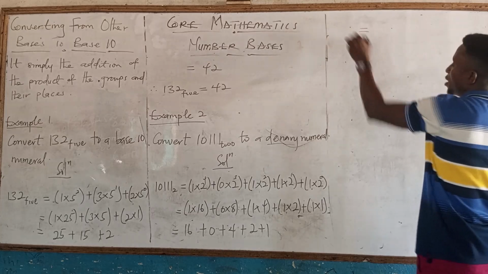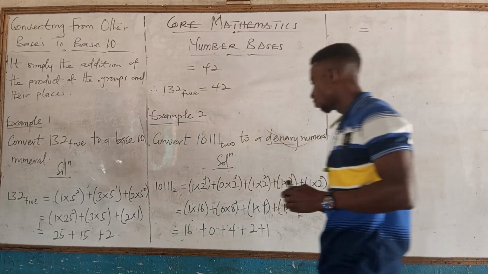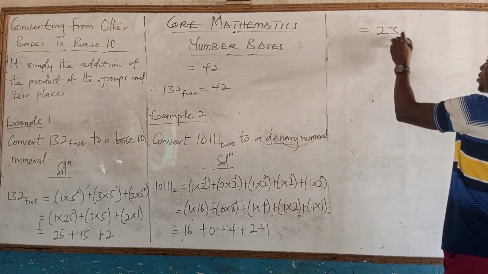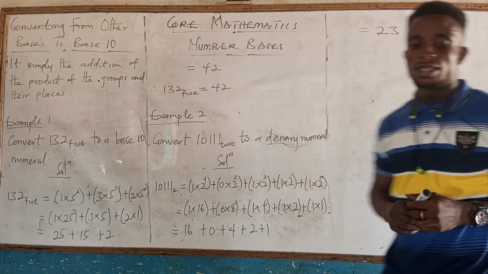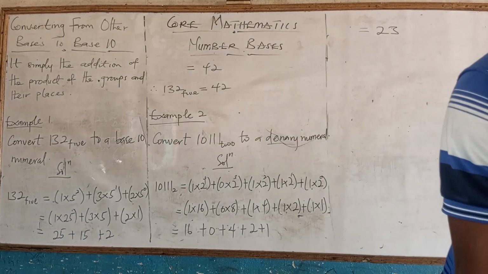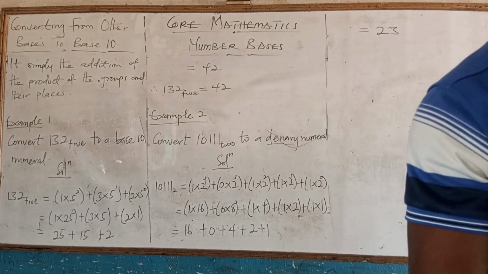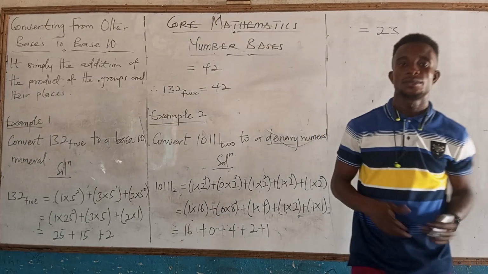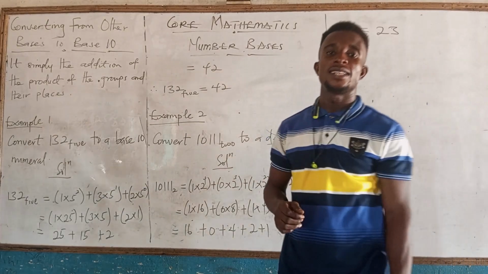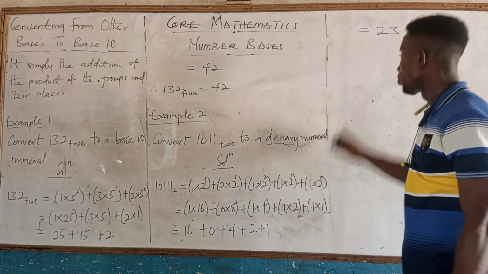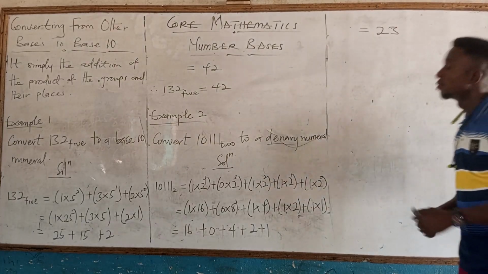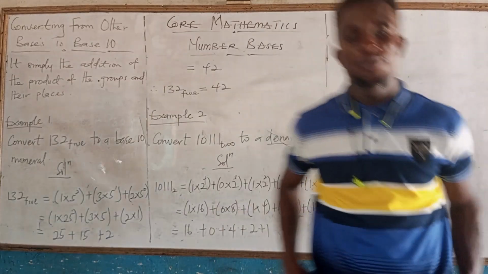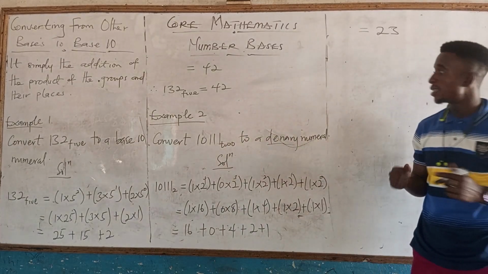I'm putting it on the calculator, it will get me 23 base 10. Do we get that? Okay. So that is correct. So let's move on to the third example.